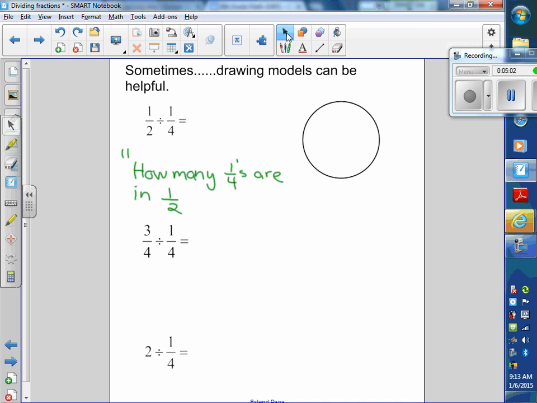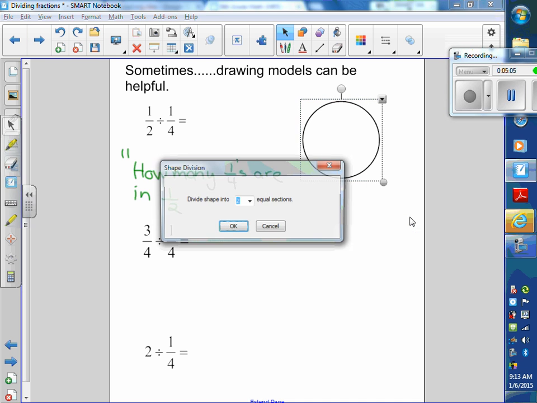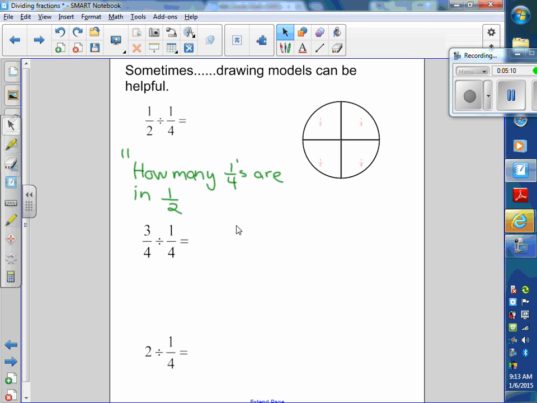So if you think about this circle here, and I break it into 4 parts, and look at this, that's a half. How many fourths are in that half? This one and that one. How many of this size piece are in the half? 2. So there's 2 of these in here. The fraction bar means divide doesn't help us on that one. So the picture is helpful.